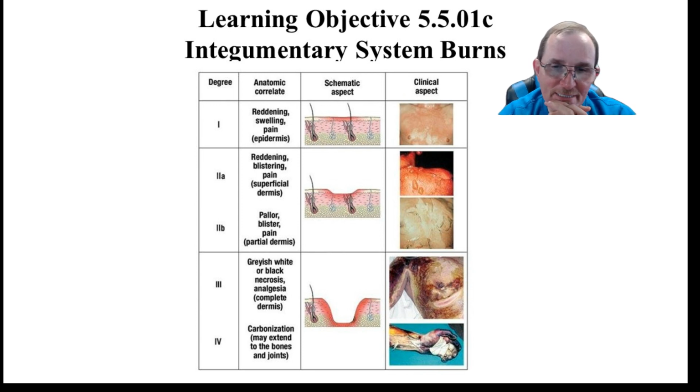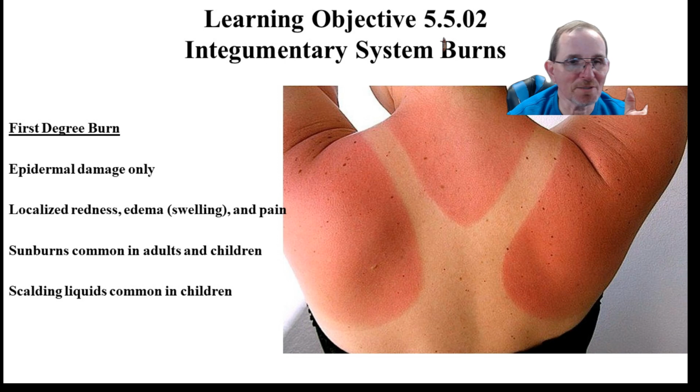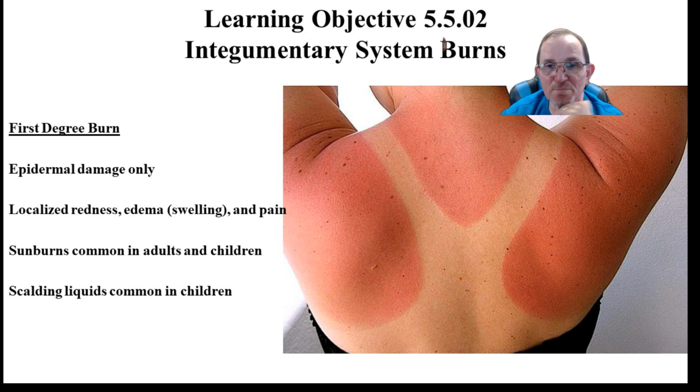Third-degree burns, this is a full thickness burn. It burns basically down to the hypodermis, and in the process, it's going to destroy the nerves. So this one is not going to be painful, but it's one of the more severe types. The skin is going to look grayish white or possibly black. It's going to be necrotic, and you will not have any pain. Fourth, fifth, and sixth we'll talk about later. So there's a first-degree burn, sunburn, or scalding liquids. If you've ever been burned by boiling water, this is what it looks like.